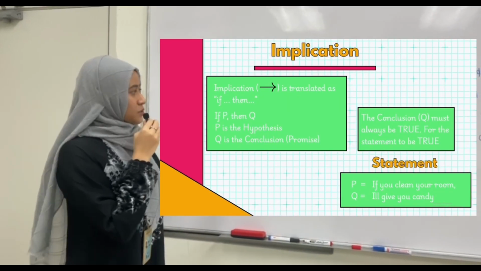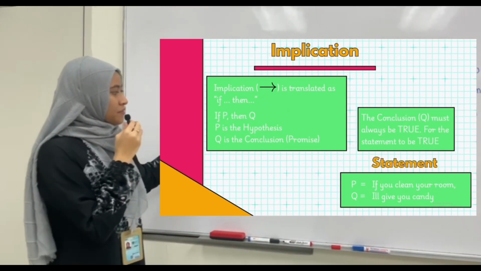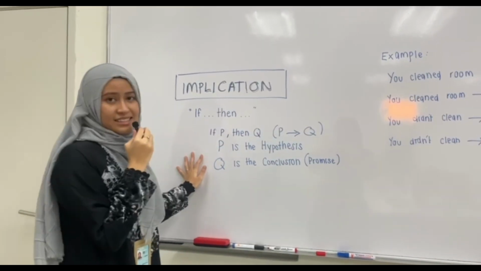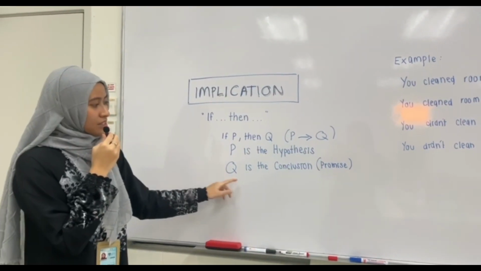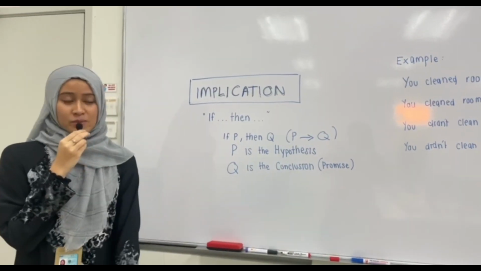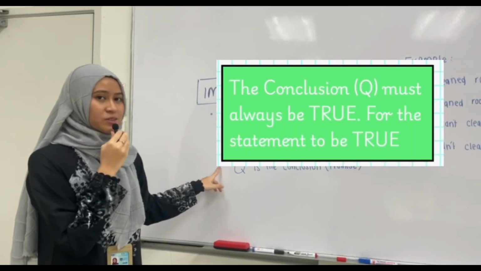Implication is translated to if then. So if P then Q. This is the symbol if P then Q. P is the hypothesis while the Q is the conclusion, or you can say it is a promise. For a statement to be true, the Q or the conclusion has to be true.